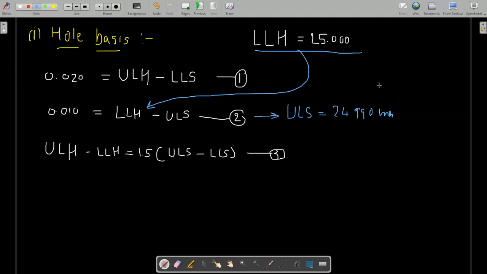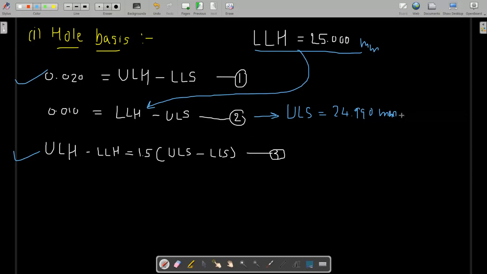Okay, here also the unit is mm. Now we have to find the upper limit of the shaft, the lower limit of the shaft and the upper limit of the hole. But there are two unknowns and two equations. This is equation number 1 and equation number 3.